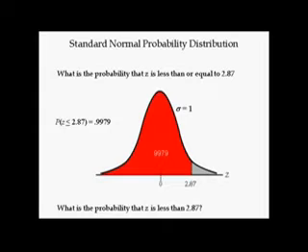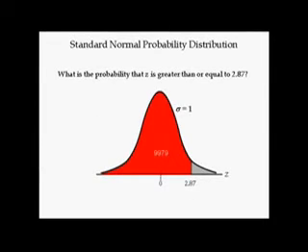What is the probability that z is less than 2.87? It's 0.9979 because z is a continuous random variable, which means the probability that z is less than 2.87 is the same as the probability that z is less than or equal to 2.87.